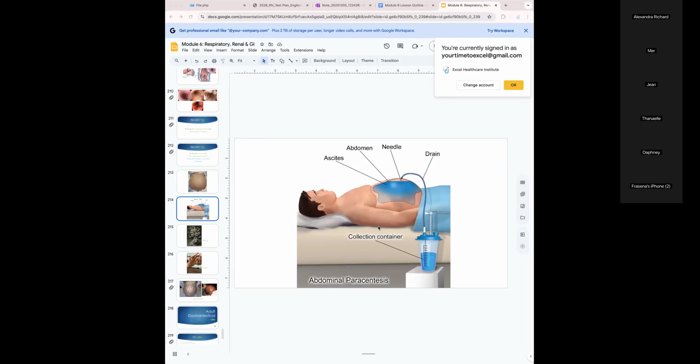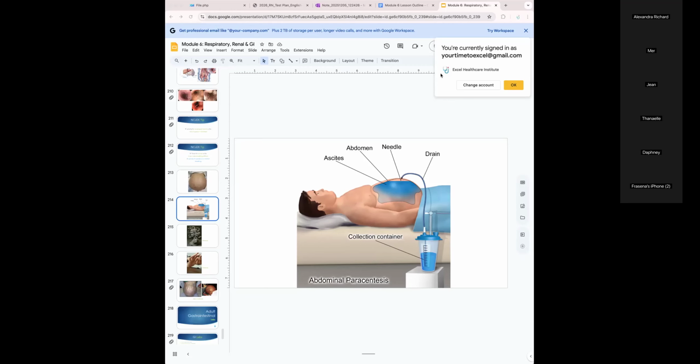For example, it could puncture a lung and we would see more respiratory distress. So just keep track of their respiratory status, their blood pressure, and also just their overall status for any signs of inadvertent puncture. Okay? So let's see where we are.